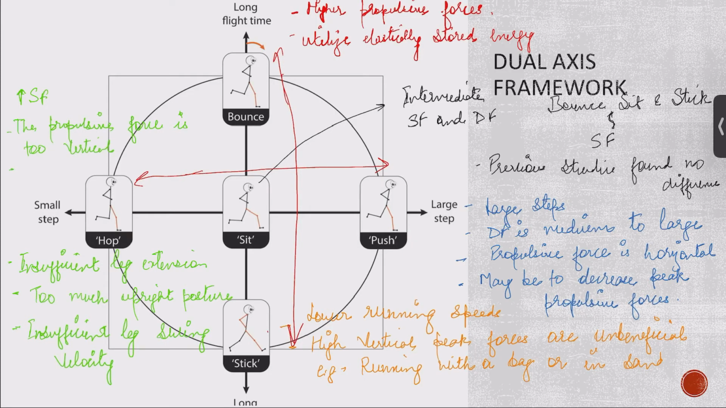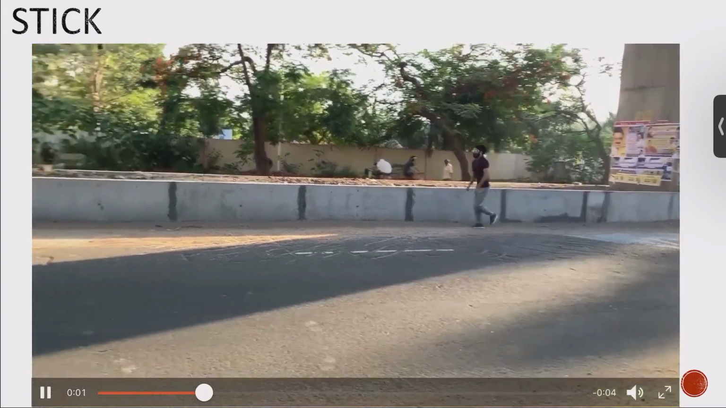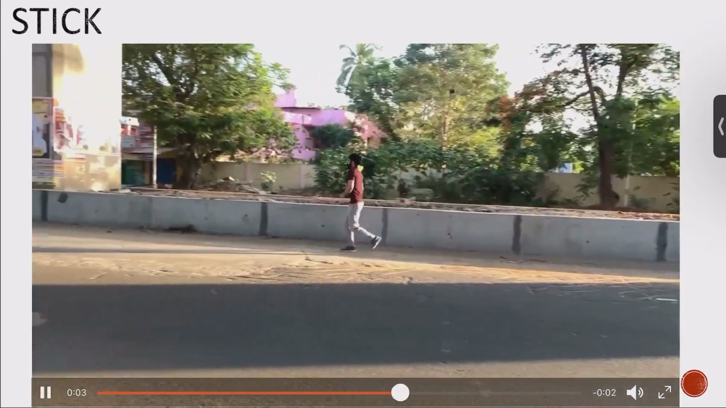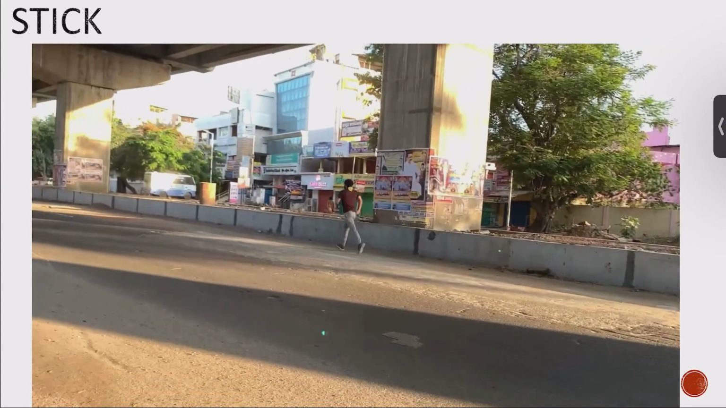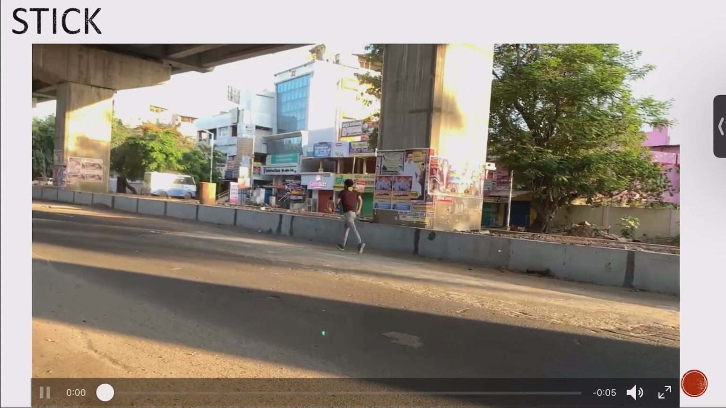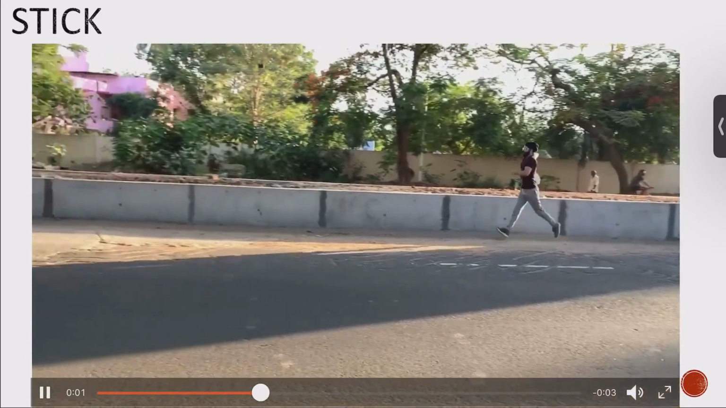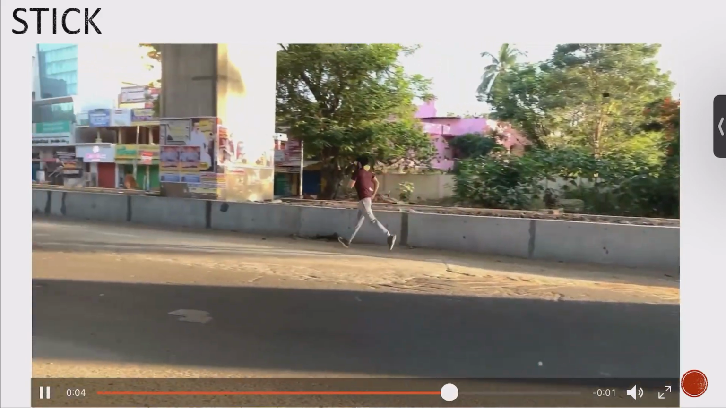Then we will see stick. This type of style is used at lower running speed, where the higher vertical peak forces are not beneficial. For example, when running with a bag or sand, you have to decrease the vertical propulsive forces, so you can run with this stick style. Here you can see the vertical displacement is also less, the flight time is less. Here the joint reaction forces will be least and chances of injury are also less.